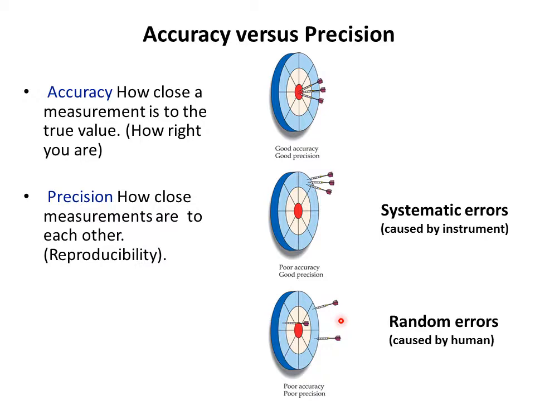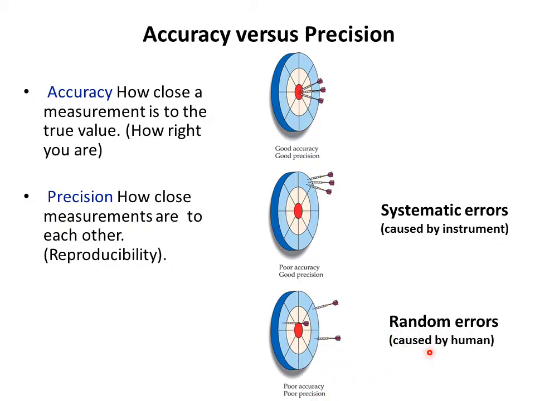In the third case, we're taking our measurements and we're all over the place. There is no accuracy because we're not hitting a target value, and there is no precision because we don't have any reproducibility in the measurements which we're making. And this leads us down the road to something called random errors, also called indeterminate errors. So we have poor accuracy and we have poor precision.